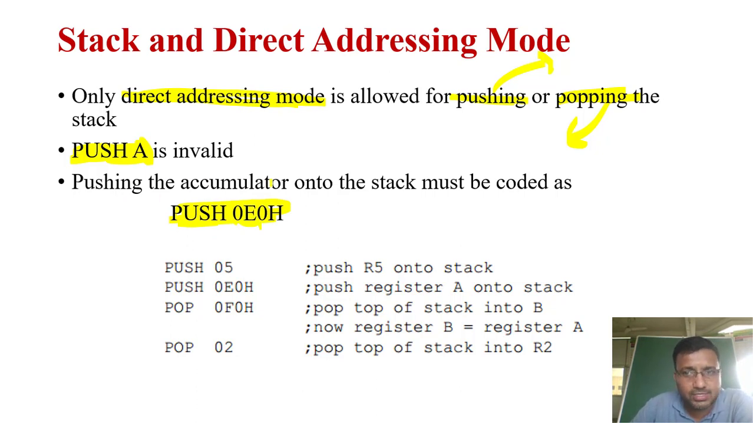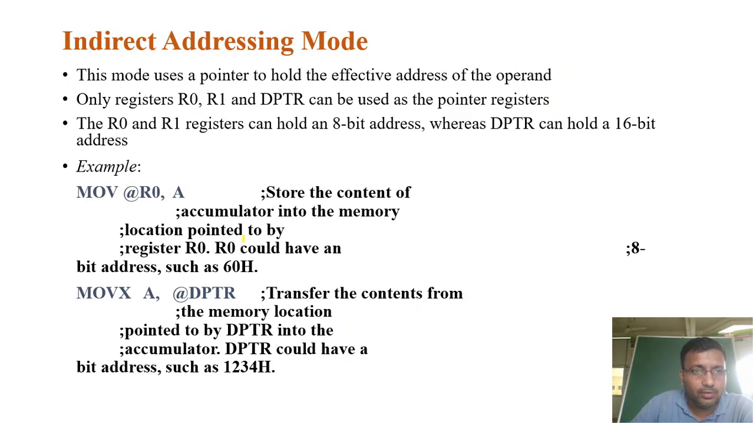Pushing the accumulator onto the stack must be coded as PUSH 0E0. So we need to provide the address of each and every register. PUSH 05 means it pushes the R5 register. PUSH 0E0 means it pushes the data of the accumulator onto the stack. POP means it is taking back the data. POP 0F0 means you have already pushed it and we need to get it back. And POP 02 will reload the R2 register from the stack. So PUSH and POP are used with just the direct addressing mode.